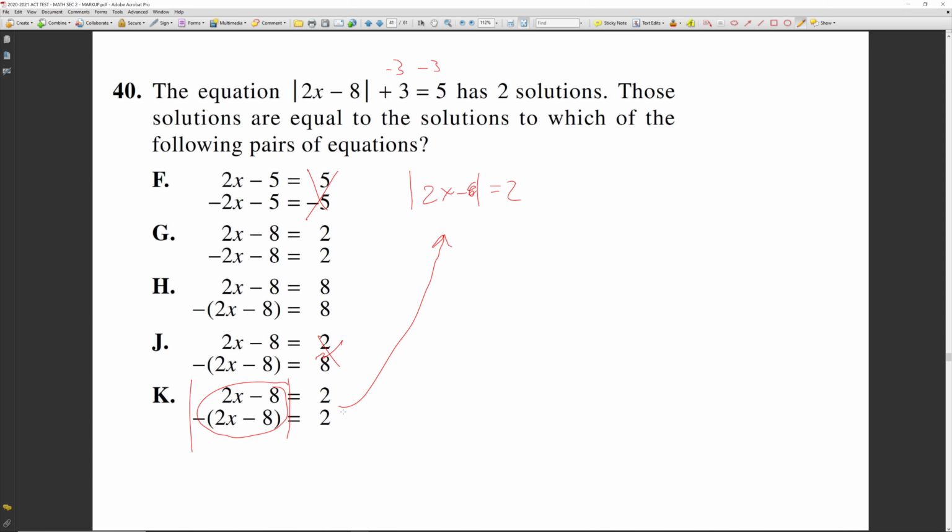So this is the only one that makes sense. In reality, this is a 15-second problem.